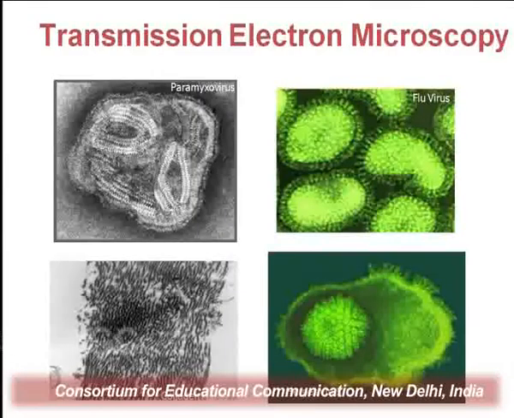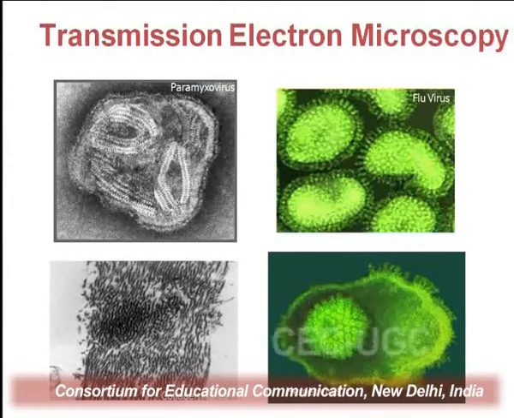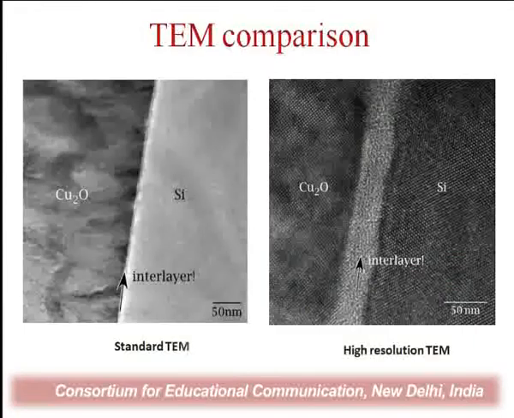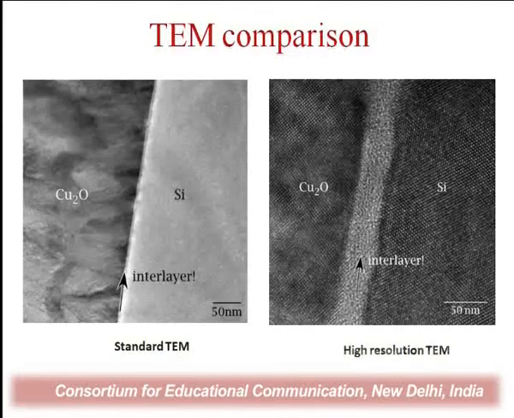What type of images can we get? Here we see on the screen the various images that we can get from transmission electron microscopy. The light transmits through the specimen. These are also the images. These are standard TEM, and on the right hand side we can get the high resolution TEM image. The standard TEM is not so clear, but on the right hand side we see the high resolution image we can find from the TEM.